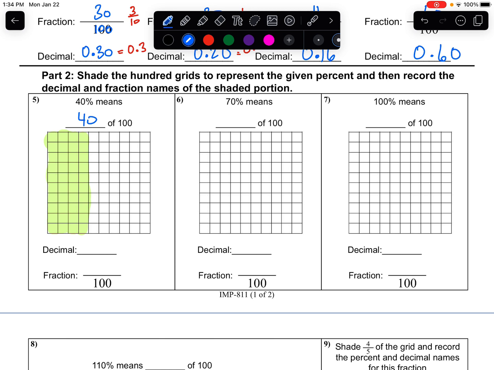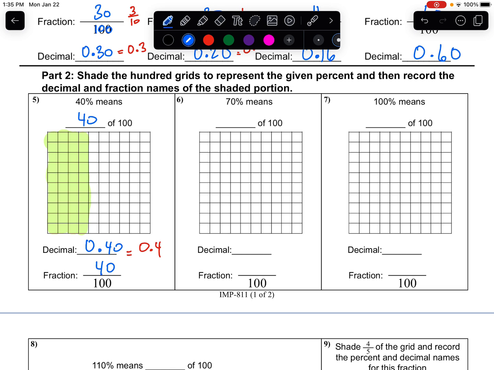So 40 hundredths, which is written this way, or 40 out of 100. And if you wrote this instead of 40 hundredths, that's totally fine. You can write 4/10, which is the same thing. Let's look at the next one.